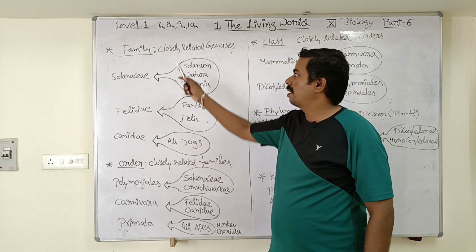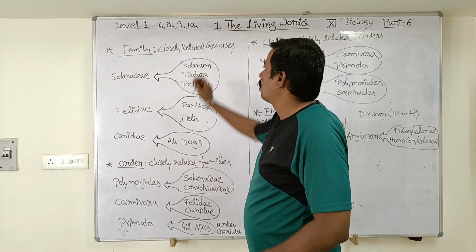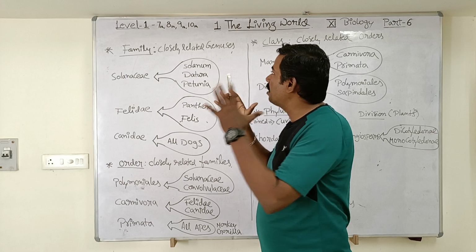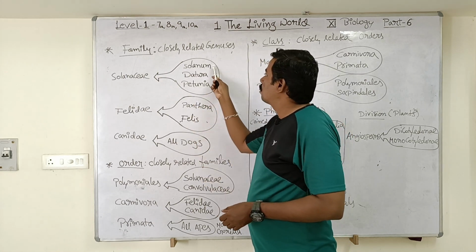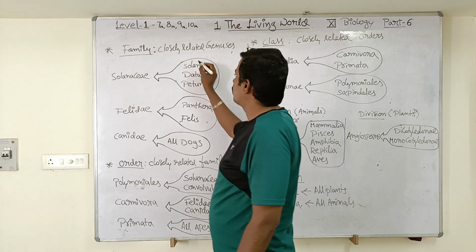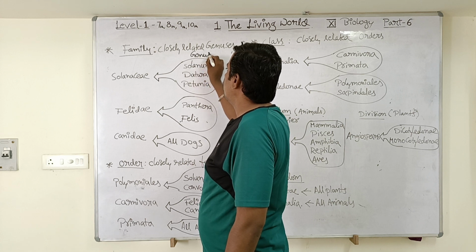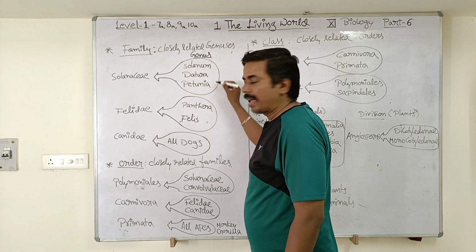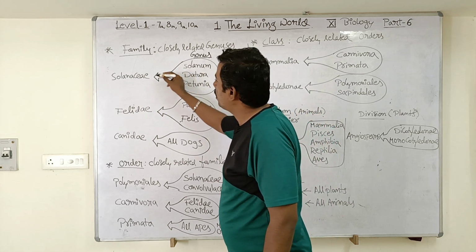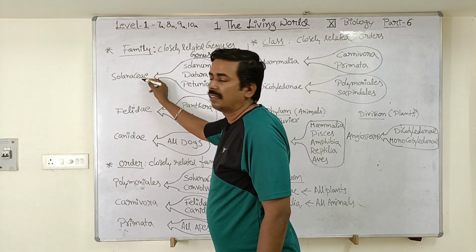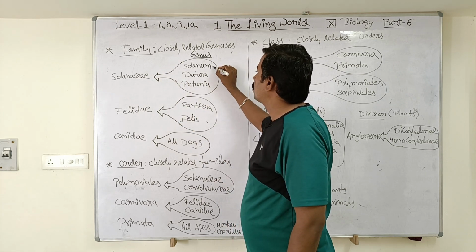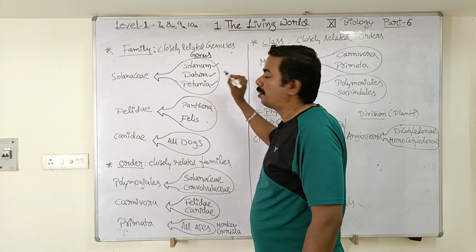Students, now let us discuss about the next taxon, family. What is a family? Closely related genuses are kept in a group called as family. Family includes all the closely related genuses. Now let us see. Solanum is a separate genus. Datura is also a separate genus. Petunia is also a separate genus. These are all separate genuses, but there are some characters in common. There are some similarities. That's why all these genuses are included in a taxon called as Solanaceae, which is a family. Solanaceae family includes the genus Solanum, the genus Datura and genus Petunia.